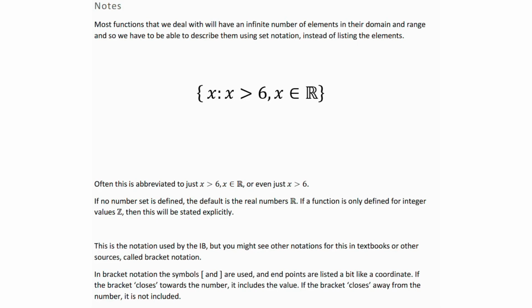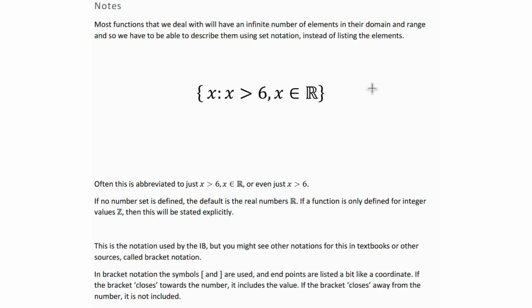Most functions that we deal with are going to have an infinite number of elements in their domain and range. We're not going to have just a list of numbers. So we need a way to be able to describe an infinite set of numbers, and we do that using set notation. So here is an example of a domain that might be given in set notation.